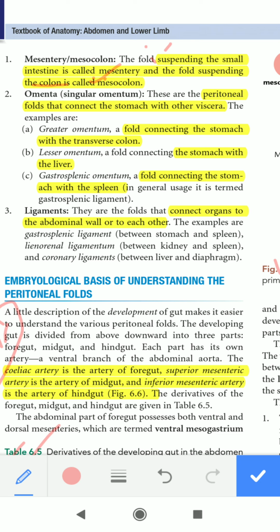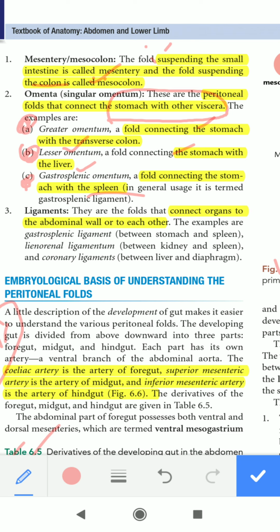Then another peritoneal fold is known as omentum. What is omentum? It is another kind of peritoneal fold that connects the stomach with other viscera. If the stomach is connected with the transverse colon by a peritoneal fold, it is known as the greater omentum. If the stomach is connected with the liver by another peritoneal fold, it is known as the lesser omentum. And if the stomach is connected with the spleen by another peritoneal fold, it is known as the gastrosplenic omentum.